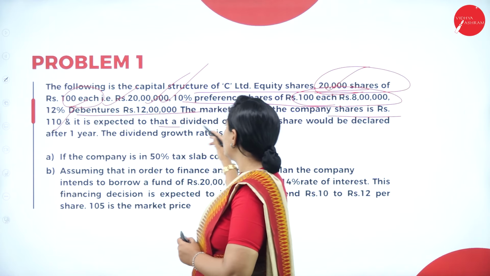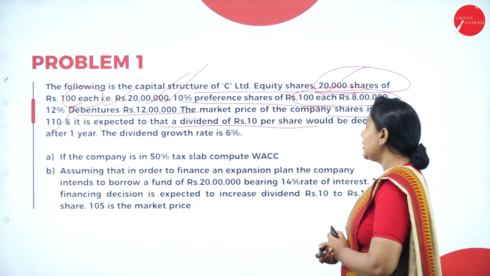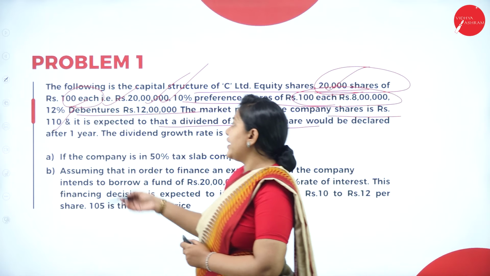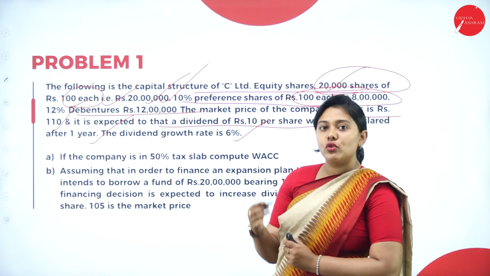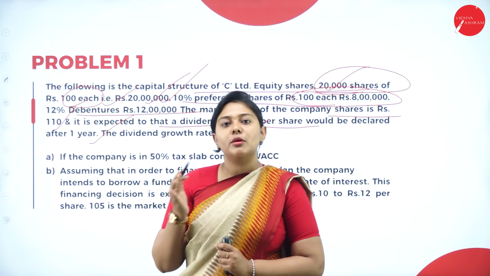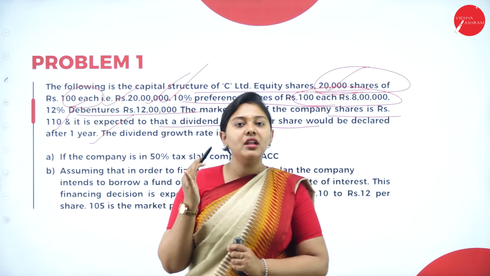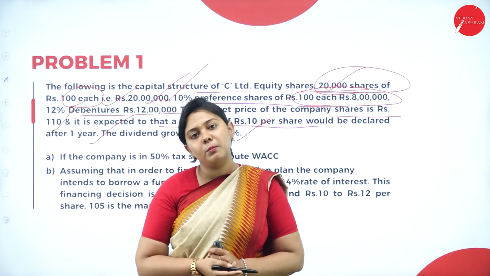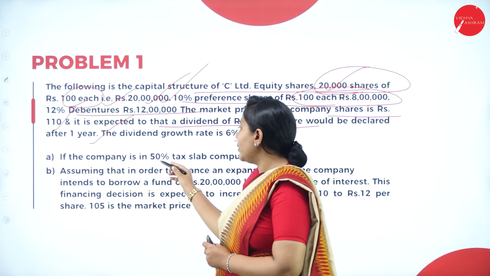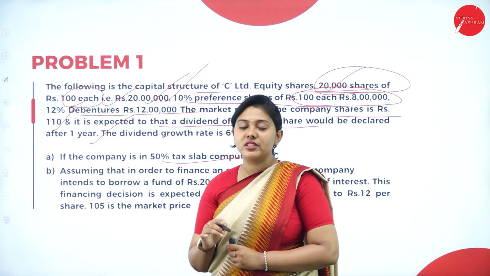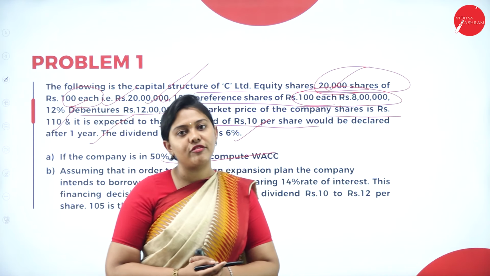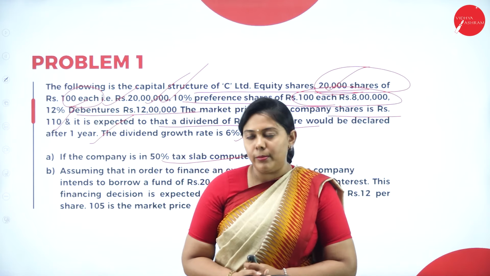It is expected that a dividend of rupees 10 per share would be declared after 1 year. The dividend growth rate is 6%. Your preference shares and your debentures are both irredeemable. If the company's tax rate is 50%, compute the WACC. First condition: tax rate is given, so it is an after-tax debenture problem.